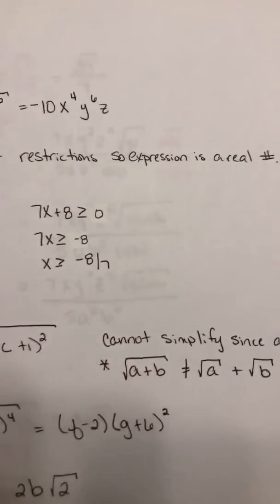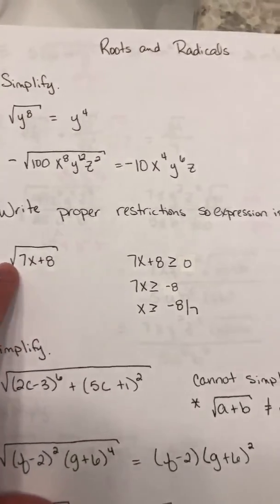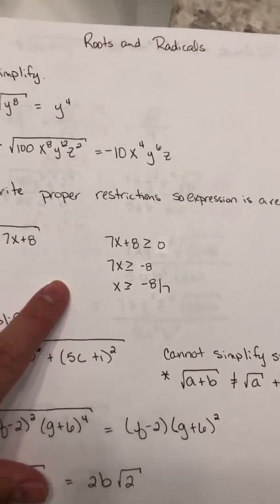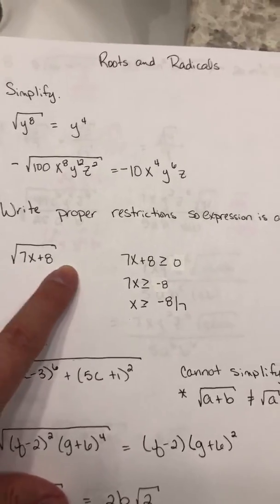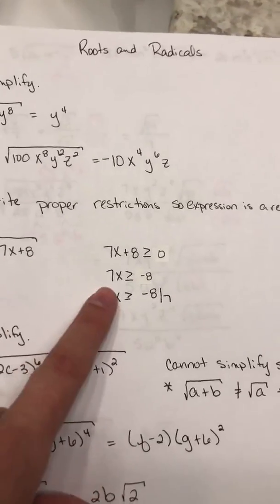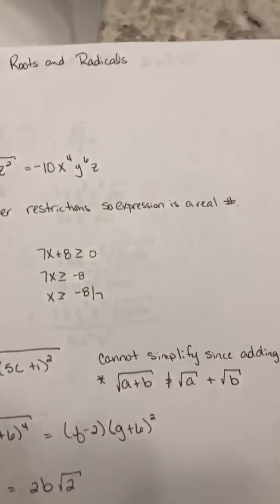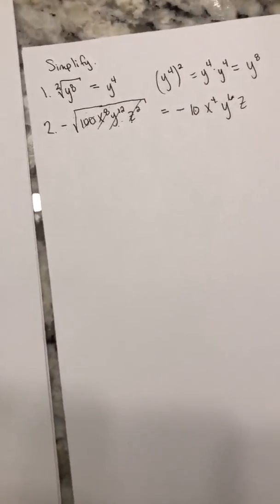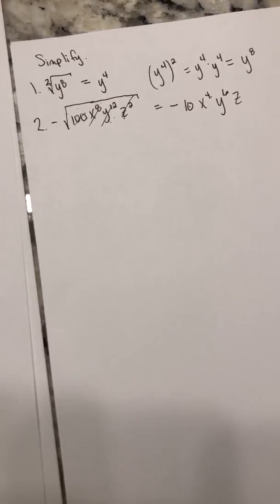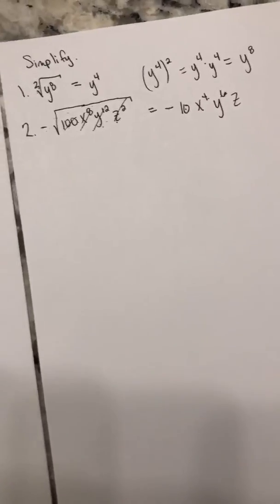So this next section here, this is what I was saying. It says write the proper restrictions so that it is a real number. Like I said, unless it says to do this, or state the domain or something, you're just going to assume that they're all real numbers. So we are going to jump down to number 8, I think, yeah.